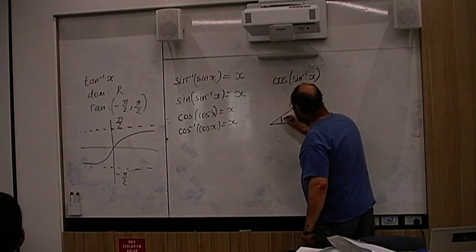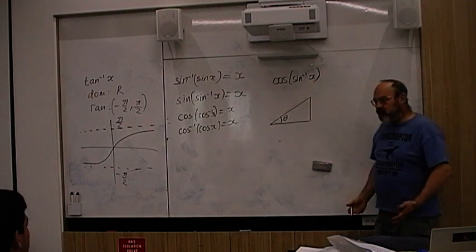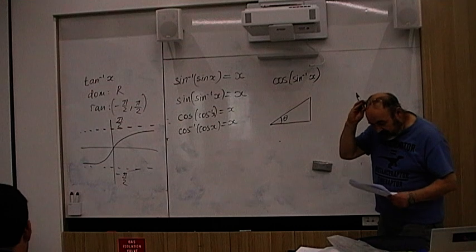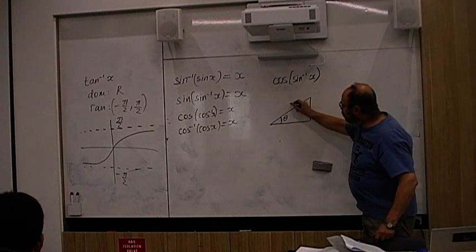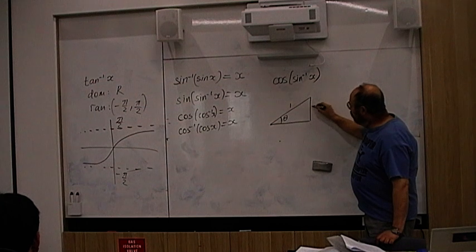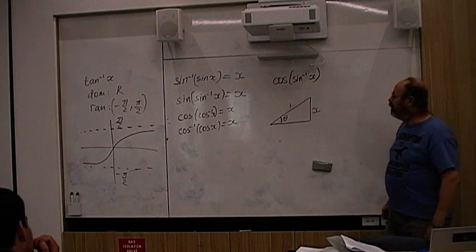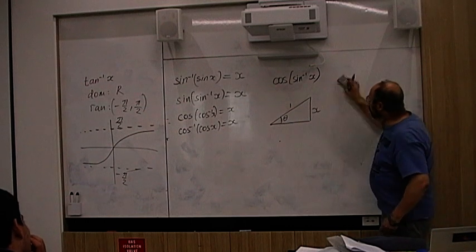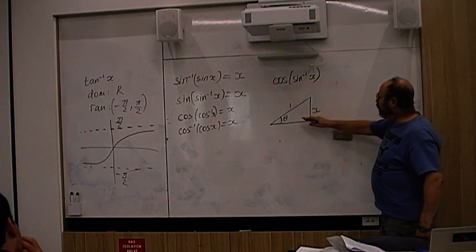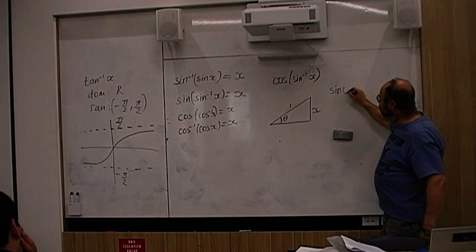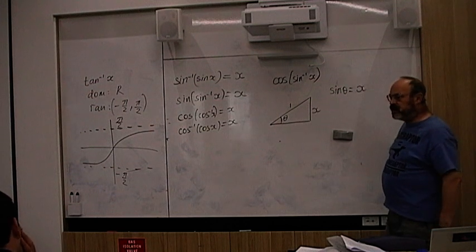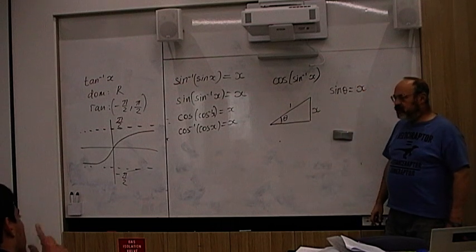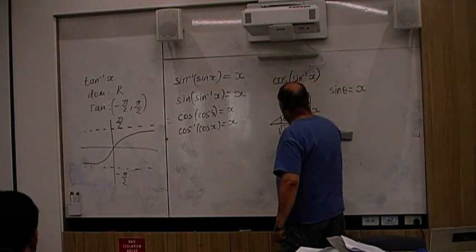And let's say this is angle theta. Sine inverse of negative 1 is an angle. So if we have hypotenuse 1 and the opposite is x, then what does sine theta equal? We have sine theta equals x. What will this side equal? The square root of 1 minus x squared.